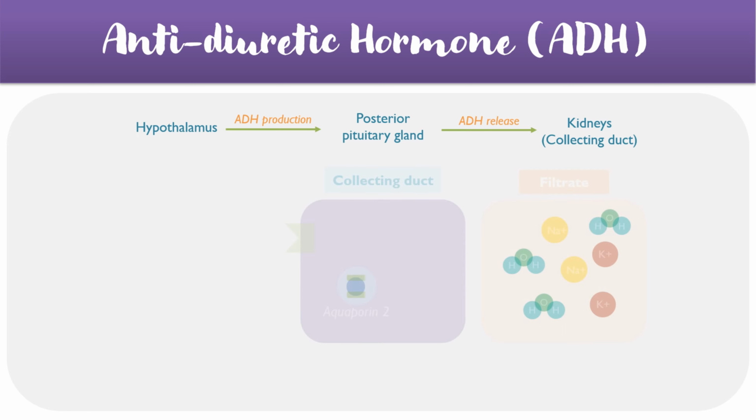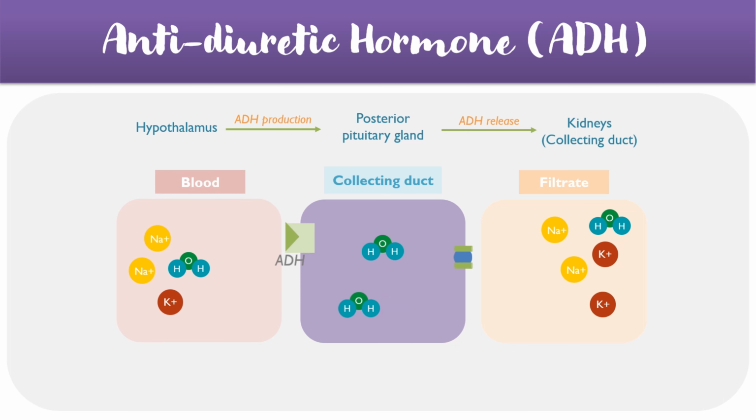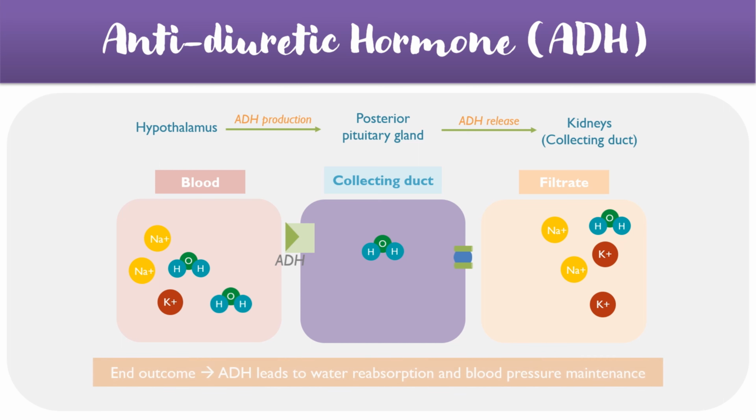We can look at this final stage in more detail, and what happens is that ADH binds its receptors on the collecting ducts, and this triggers aquaporin II channels to fuse with the cell surface membrane, thereby allowing water to enter the collecting ducts via these aquaporin II channels. Once inside, these water molecules can be reabsorbed back into the blood via channels on the basolateral side of the membrane. And you can see that the overall effect of this process is to increase water reabsorption and maintain blood pressure.